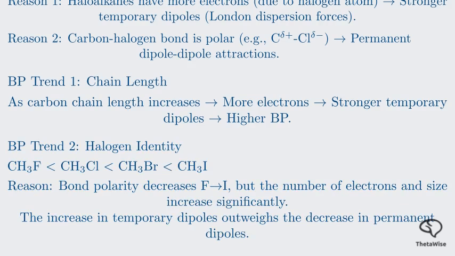Let's look at why. If we consider CH3F, CH3Cl, CH3Br, and CH3I, the bond polarity actually decreases from F to I. So it's not the permanent dipoles. The key factor here is the temporary dipoles. Iodine is much larger and has many more electrons than fluorine. The increase in the strength of temporary dipoles from F to I is so significant that it outweighs the decrease in permanent dipole-dipole forces, leading to an overall increase in boiling point.